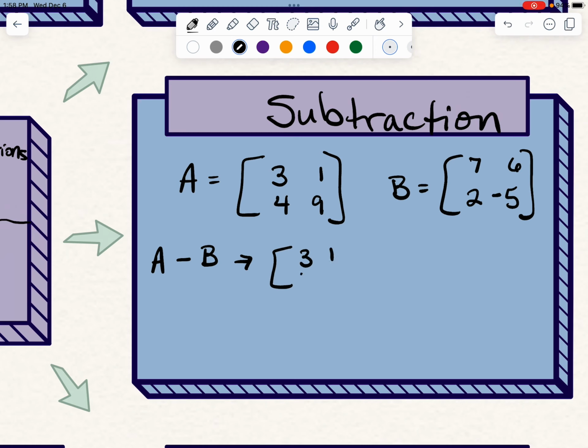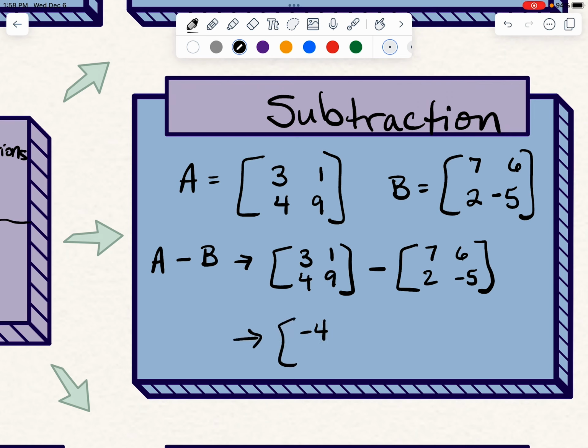That gives us 3, 1, 4, and 9 minus 7, 6, 2, negative 5. And we are going to complete this the same exact way. So I have 3 minus 7, which is going to result in a negative 4. I have 1 minus 6, which is going to give us a negative 5. 4 minus 2 is going to give us a 2.